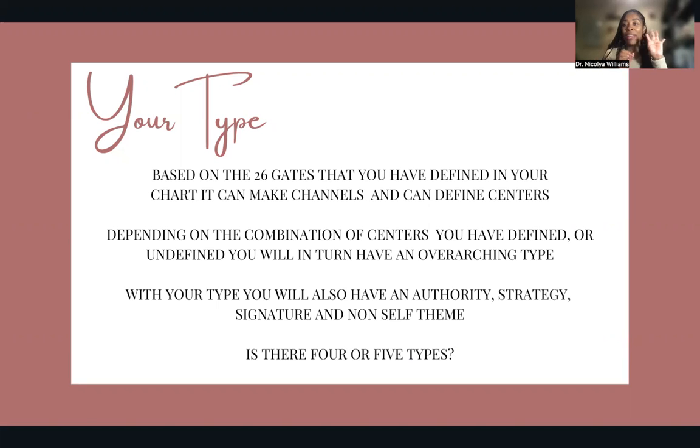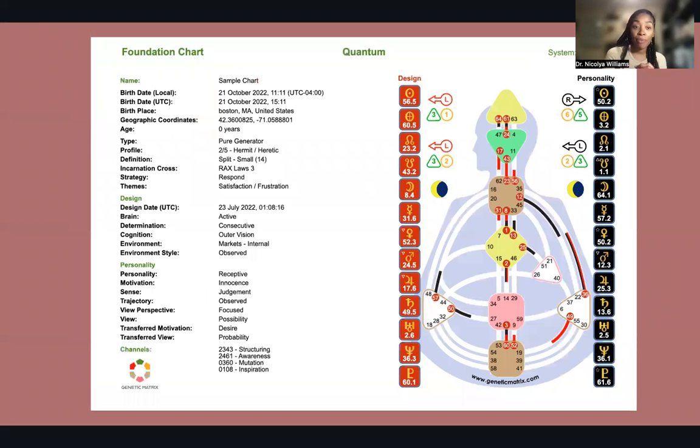Or if you lump together manifesting generator and generator, one of the 4 types, okay? And with your type, you'll also have an authority, right? A strategy. Your strategy is all about making those decisions. Signature is that telltale sign that you're in alignment. And then your non-self theme is the red flag sign that you're out of alignment. Okay. And you can figure all of these out right here because your strategy is right here: to respond.